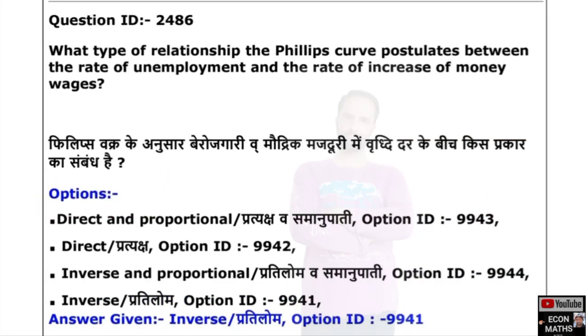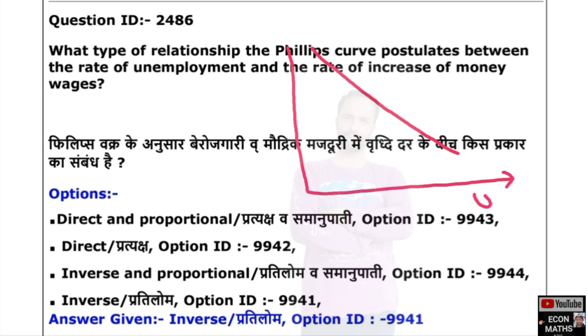Next question is what type of relationship the Phillips curve postulates between rate of unemployment and rate of increase of money wages. So the relationship between the unemployment rate and inflation given by A.W. Phillips is the inverse one. If we plot unemployment here and inflation here, there is a negative relationship, what we call the inverse relationship. The correct option should be inverse.